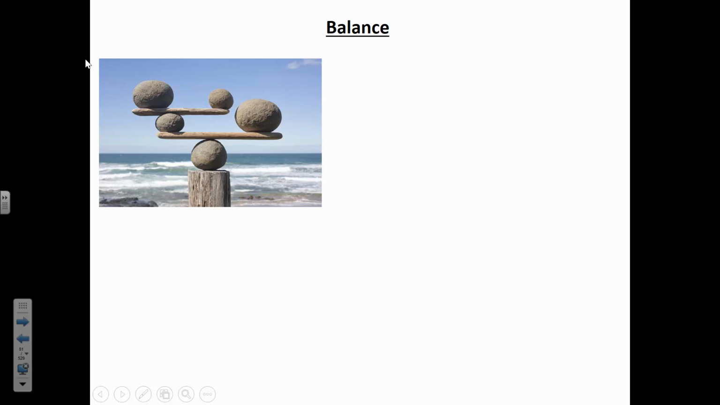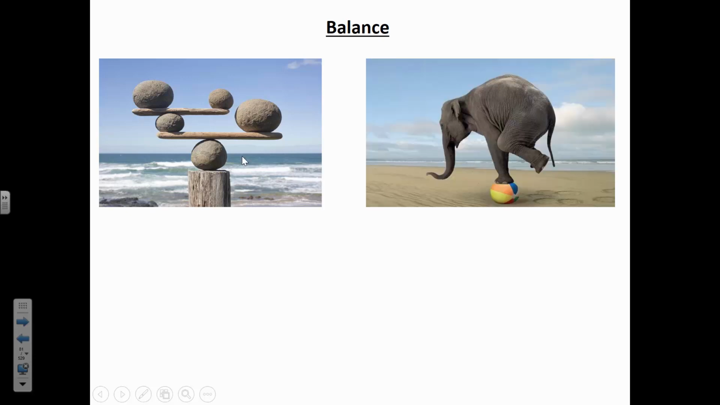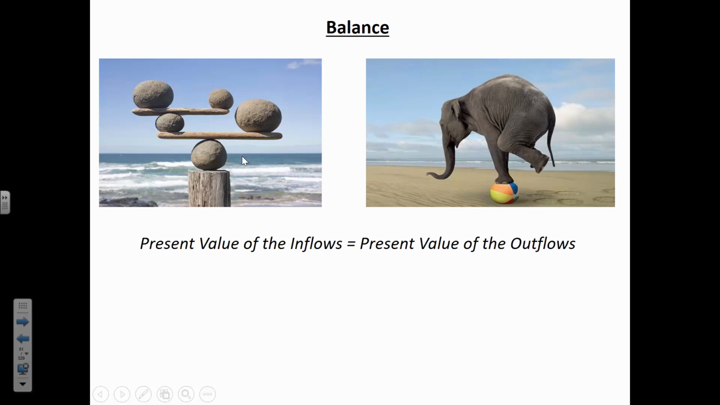And so here's just an illustration of the concept of balance. Here's another illustration of the concept of balance. And what we mean in economic terms is very specific. We mean that the present value of the inflows and the outflows is equal. If we have some cash flow diagram of payments over time, if we take all of those amounts to the present, then what we're looking for to achieve balance is what is the interest rate that makes the inflows and the outflows equal.